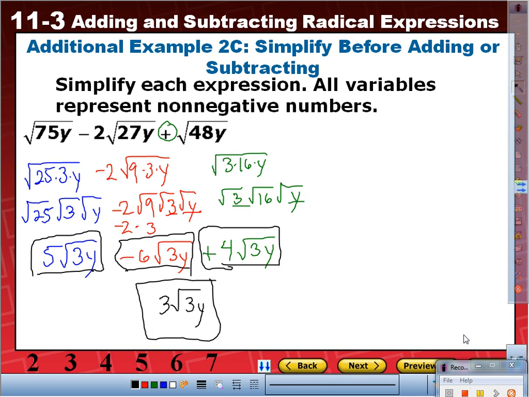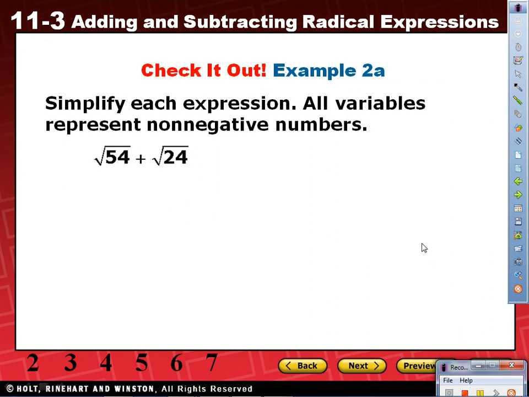Copy this down, please. All right, example 2A: simplify square root of 54 plus square root of 24. See if you can simplify this one by yourself. We already did some of these, so copy that and simplify. Go.